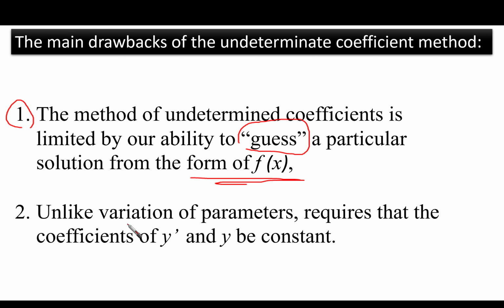Unlike variation of parameters, it requires that the coefficients of y prime and y be constant. So it's not suitable for the variable coefficient case. It is suitable for the constant coefficient case. So these are considered to be the two main drawbacks of our method.